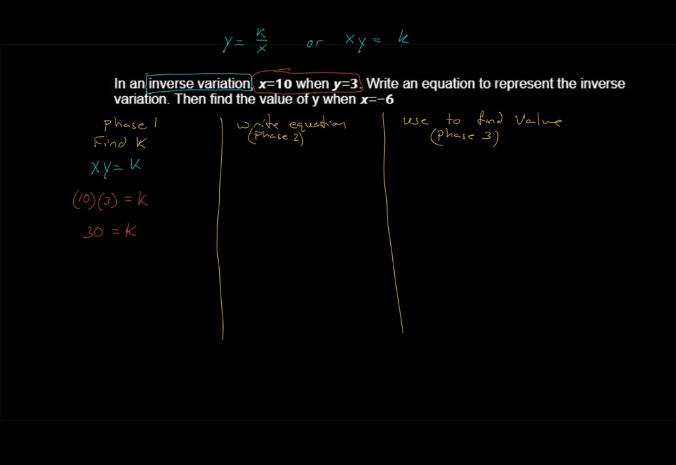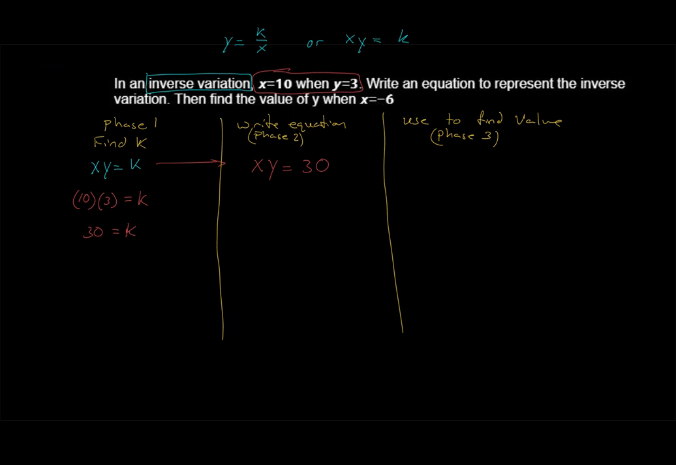Now on to phase 2, to write the equation. Writing the equation is just when we replace k with whatever the constant of variation is. It's the expression that can be used repeatedly with different values, all corresponding to the same original inverse variation data. And then for the third phase, we actually go and use that equation.